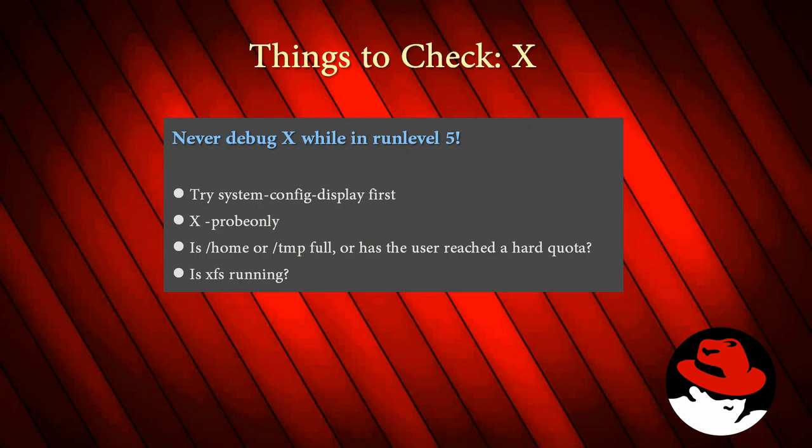You should be dealing with the X window and properly check whether it is running. For debugging, you should not be running X in run level 5. You should be running in run level 3.